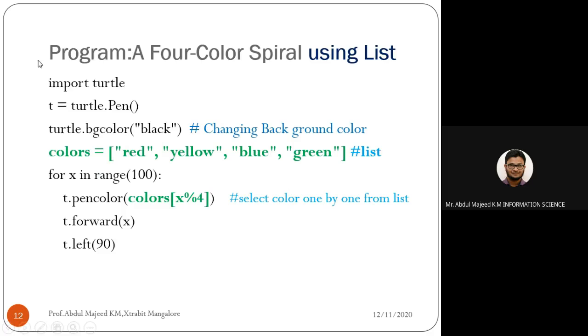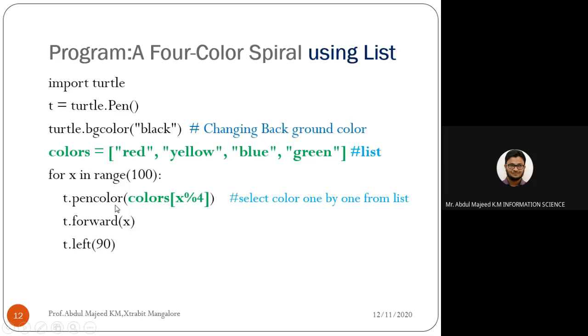Then we are creating a list of colors. I am specifying the colors red, yellow, blue, green. You can see the comment, it is a list. So we have created a list with 4 favorite colors. Then we are using a for loop to draw the square spiral.